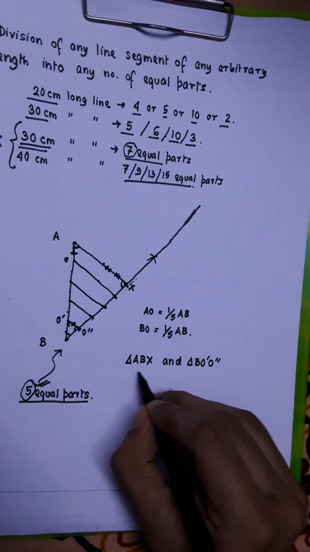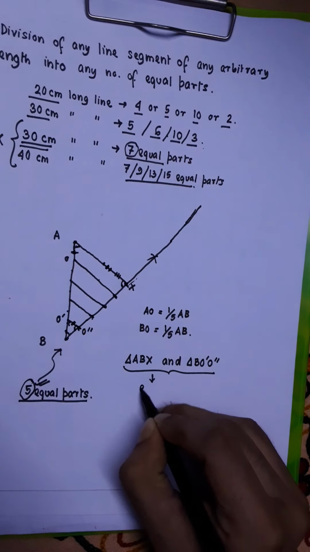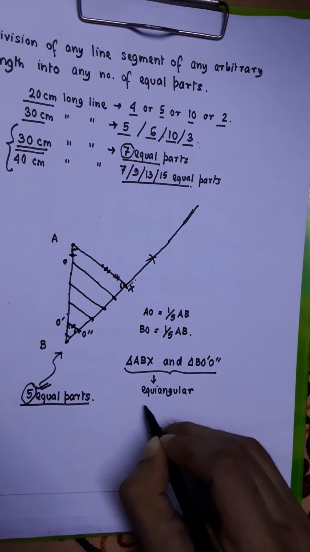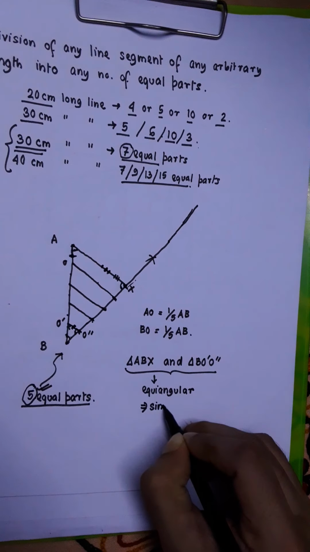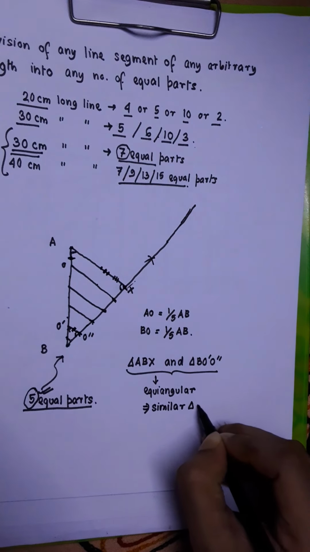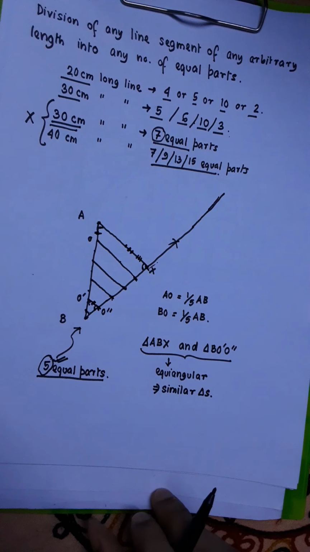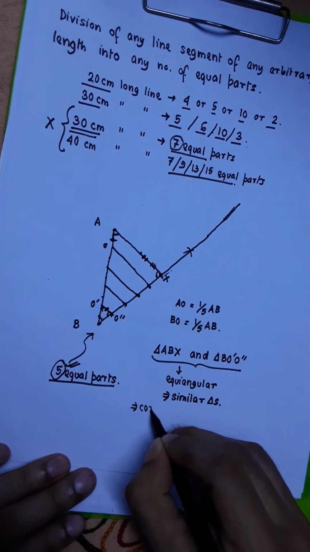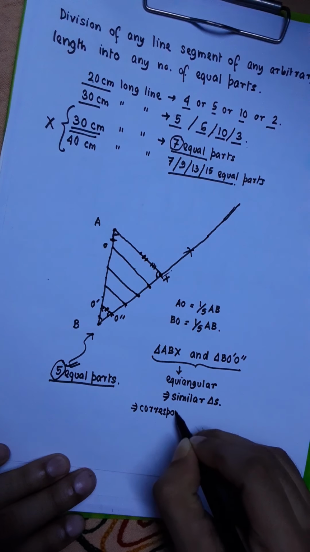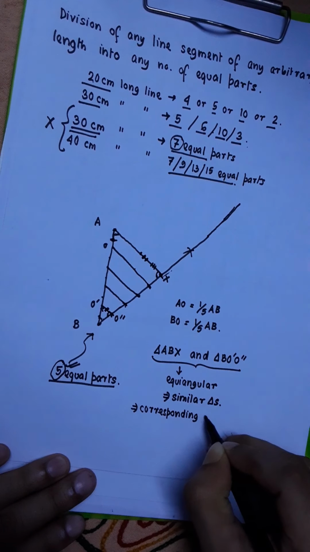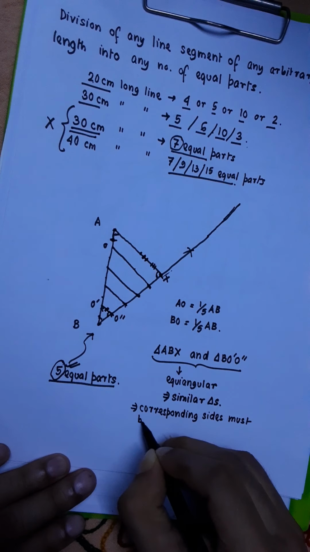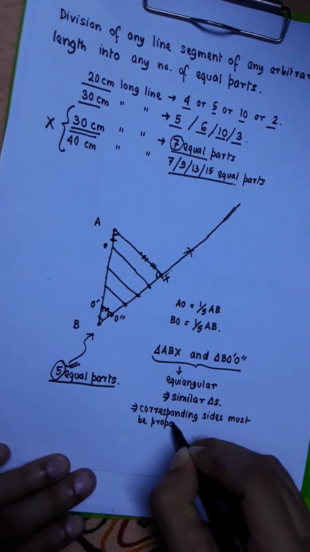Therefore these two triangles are equiangular. These two triangles are equiangular, which implies they are similar triangles. Now we know that corresponding sides of similar triangles are proportional. So their corresponding sides must be proportional.